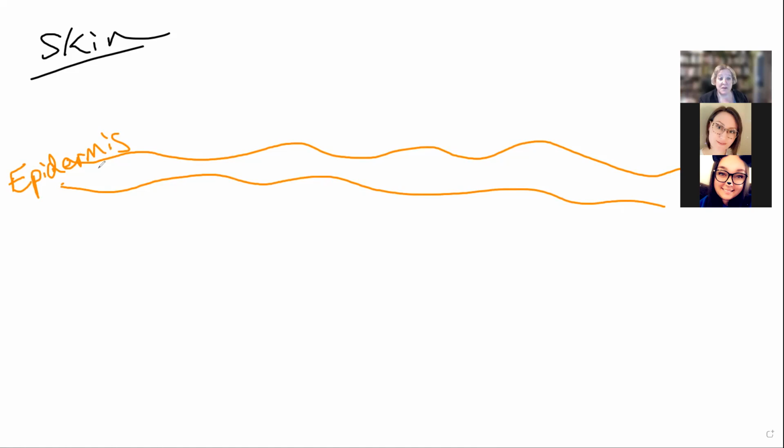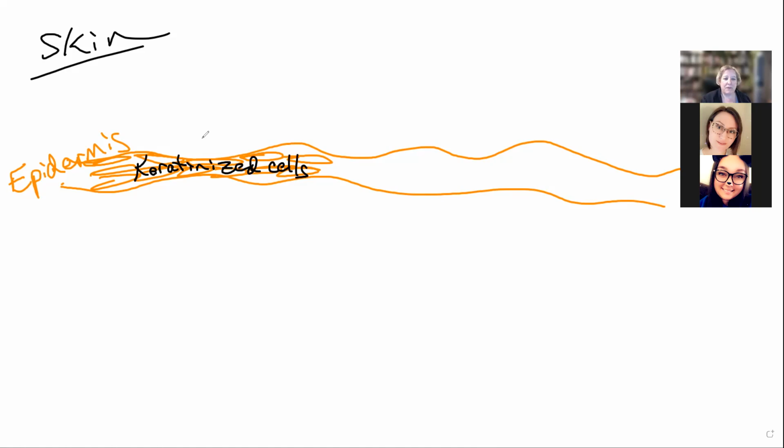The epidermis is composed of flattened dead cells, or dead or dying once they get there. They are full of a protein called keratin, so we call these keratinized cells. These cells, which are several cell layers thick, act as a barrier to the outside world.